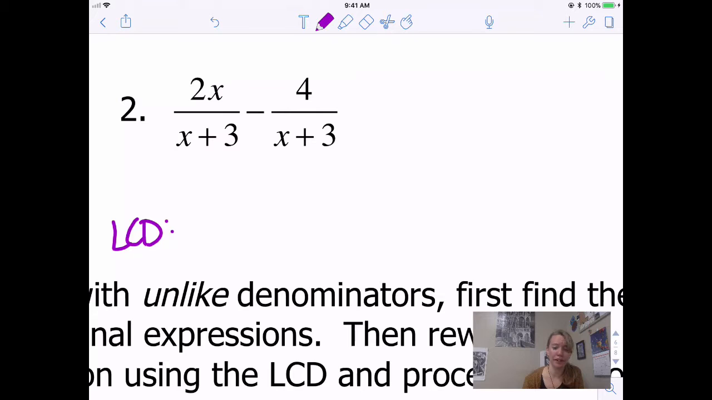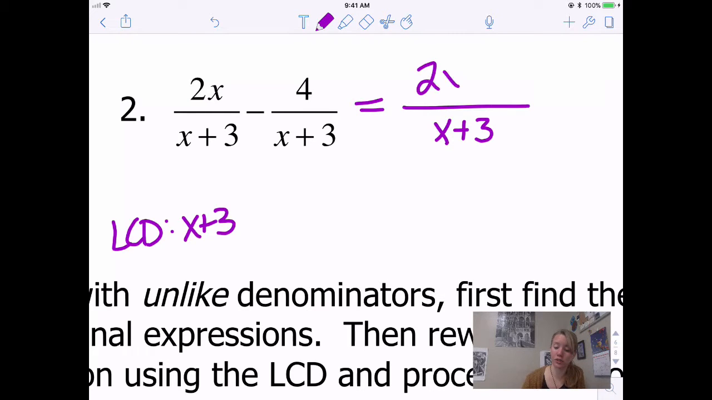Number 2 is super similar. Here I have an LCD of x plus 3. So it's important to not add those denominators up, or subtract them. So I keep the denominator of x plus 3, and I subtract the numerators. Here it's 2x minus 4. The reason I write it like this is because I don't have like terms. So I look at 2x and 4, and they don't combine, so I can leave it like that.